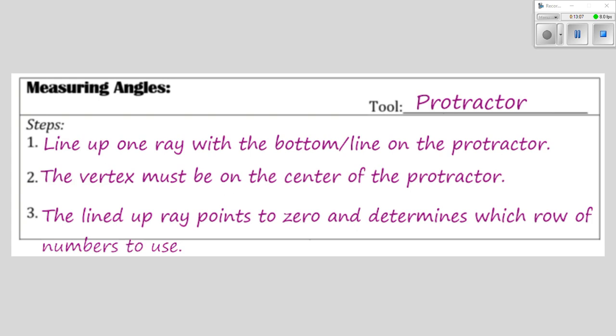And for the next slide, I'm going to show you a little video to show you how to use a protractor. Some of you may know how to use it. Others are not too sure, forgot. Maybe others never touched one at all. So the next slide will be the video. But first, I'm going to repeat the steps again. Line up one ray with the bottom line on the protractor. 2, the vertex must be on the center of the protractor. And 3, the lined up ray points to 0 and determines which row of numbers to use. Okay, you can pause. Once everyone's done, we can move on to the next slide.